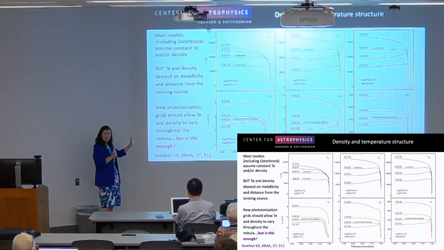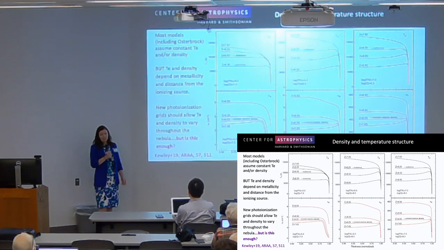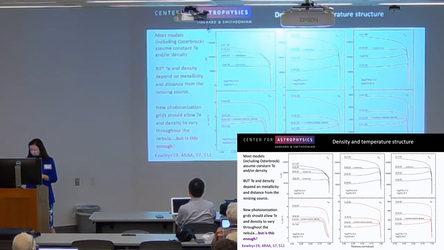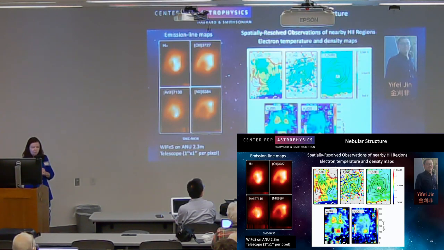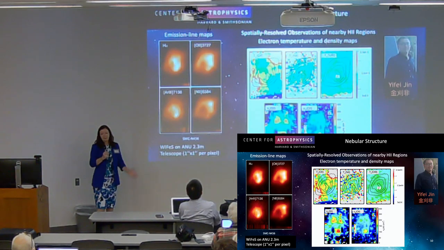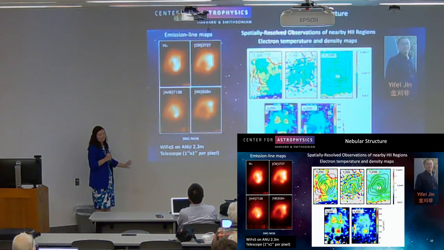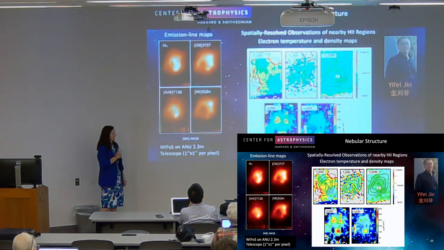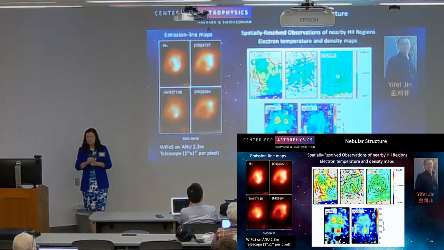Now, the new photoionization grids should allow temperature and density to vary through a nebula, and indeed that's what we've been doing. But the question is, is this really enough? Is it really enough to model the H2 regions that we observe? And so what we did was we wanted to go and measure H2 region temperature and density maps. And very surprisingly, this hadn't actually been done for many H2 regions. And so we went and looked at some simple ones. So these are single star H2 regions in the LMC and the SMC, because we wanted to see what the temperature and the density maps look like.